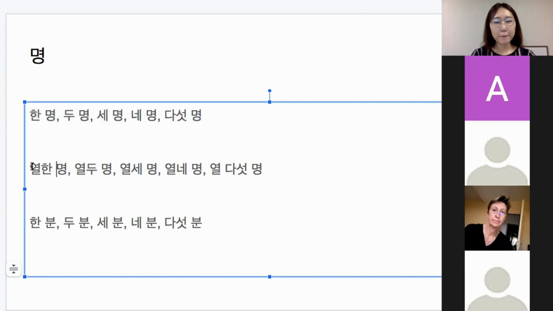Okay, then a little bit difficult. 11, 12, 13, 14, 15. It's the same. 11명, 12명, 13명, 14명, 15명.